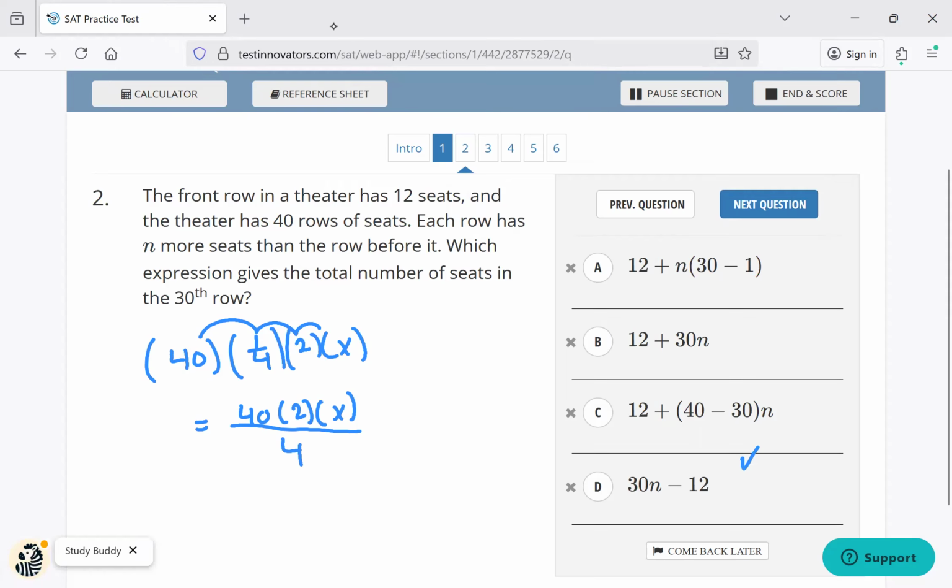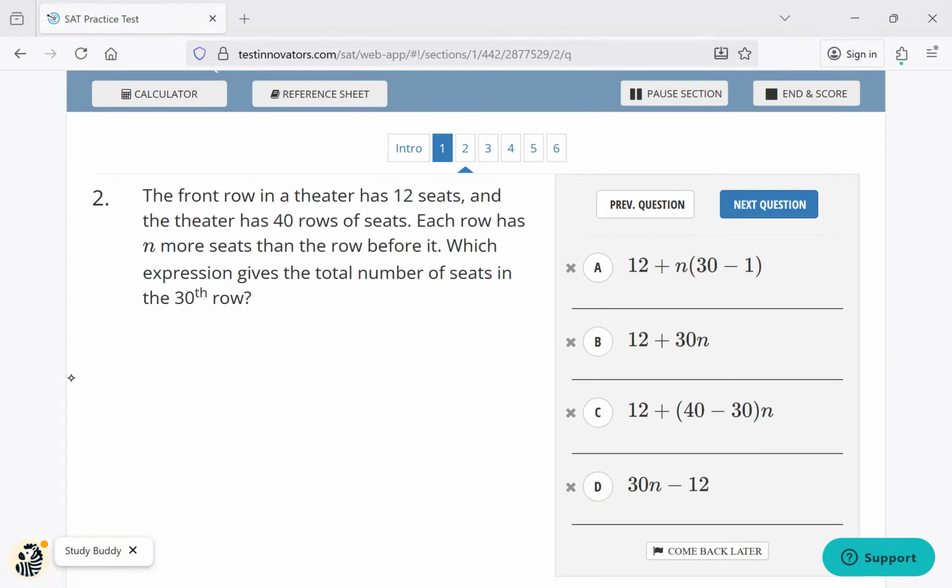Let's move on to question two. Question two, this one's really strange. The front row in a theater has 12 seats, and the theater has a total of 40 rows of seats. Each row has n more seats than the row before it. Which expression gives the total number of seats in the 30th row?